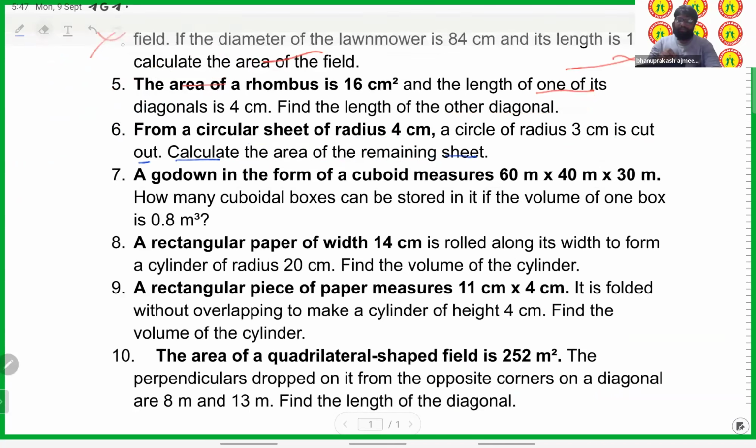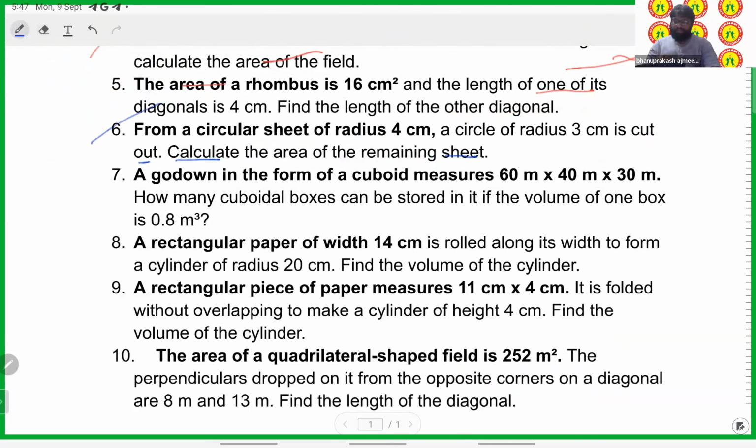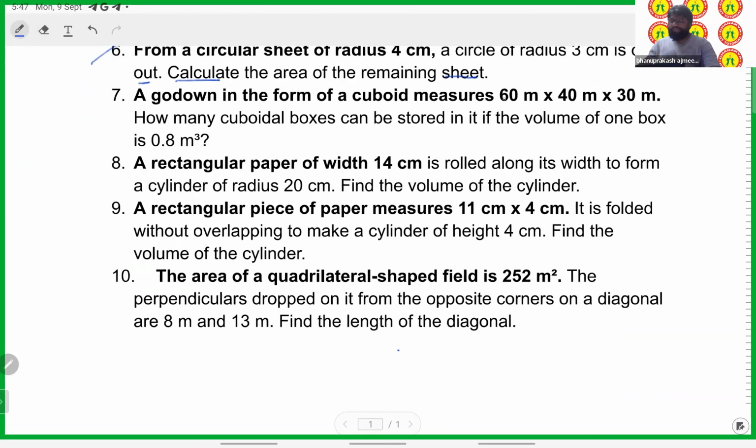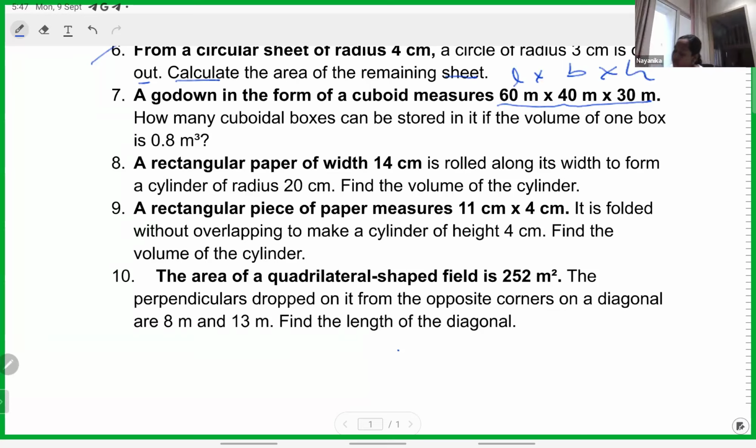So next question. If you see here, sixth is done, fifth is done. Next, a godown in the form of 60 meter, 40 meter, 30 meter. So this problem, why I gave you is when I told you on Friday's class, when we are solving such kind of problem, you people ask, sir, which one is length, which one is breadth, and which one is height. Many people asked. What I told you at that moment: it will be always in order. The length into breadth into height. So for that reason, I gave you this problem.